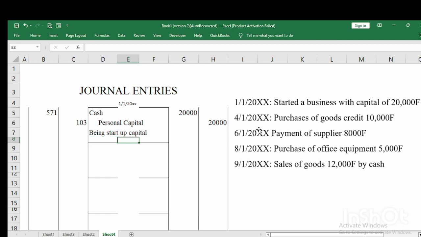The next transaction says, on the 2nd of January, purchases of goods. Sorry, this is on credit.